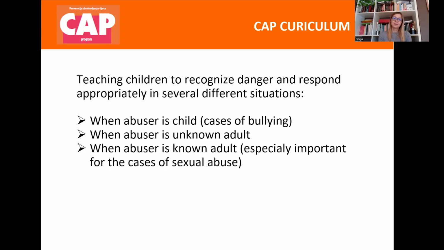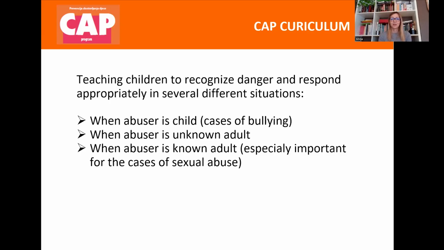For all these three different scenarios, we show first the unsuccessful scenario, when the child is facing danger, and then the successful scenario, when we are showing how to respond and how to react to say safe, strong, and free. Then we're addressing the situation when the abuser is an unknown adult.